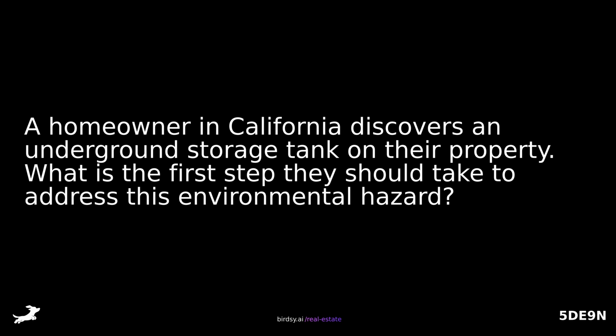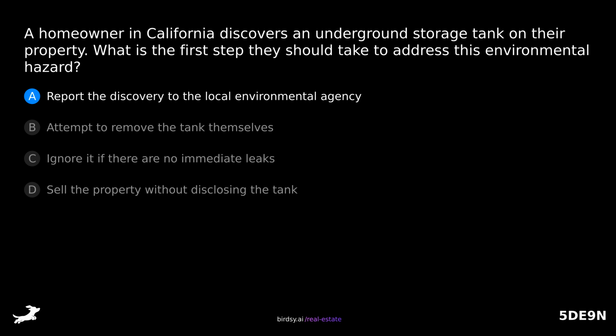What is the first step they should take to address this environmental hazard? Is it A, report the discovery to the local environmental agency? B, attempt to remove the tank themselves? C, ignore it if there are no immediate leaks? Or D, sell the property without disclosing the tank? The answer is A, report the discovery to the local environmental agency.